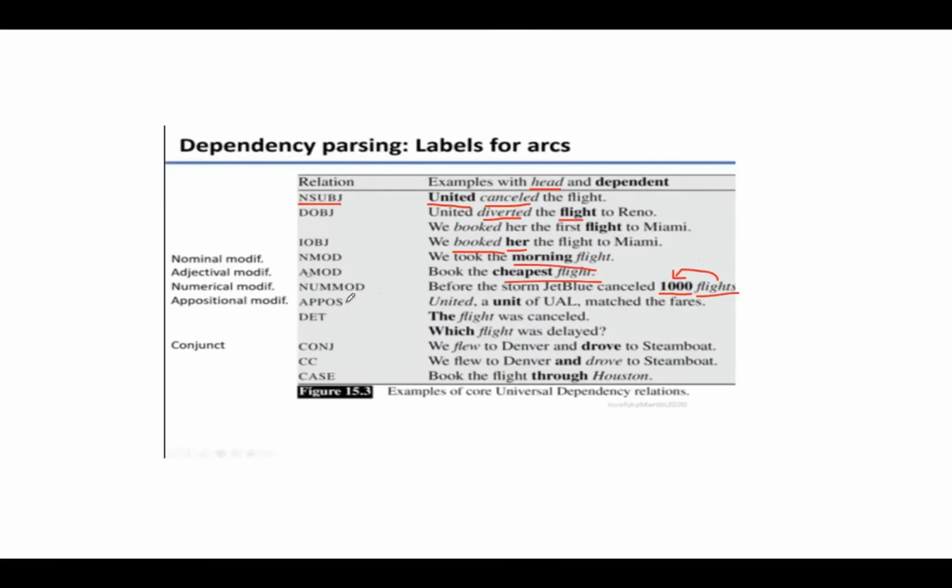Now, appositional modifier. Unit is appositional, and unit is dependent and united is head word. Determiner: the is determiner, so that is the dependent, and flight is head. The relation between these two words is determiner. Similarly, conjunction. So these are some labels for args.